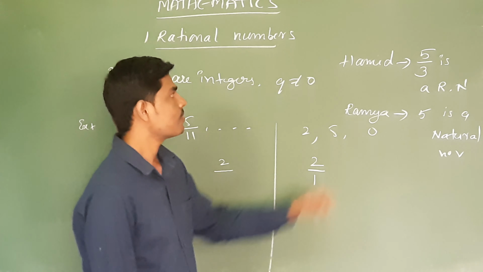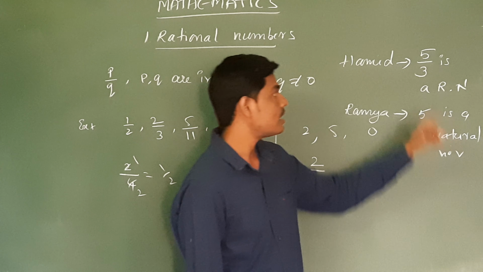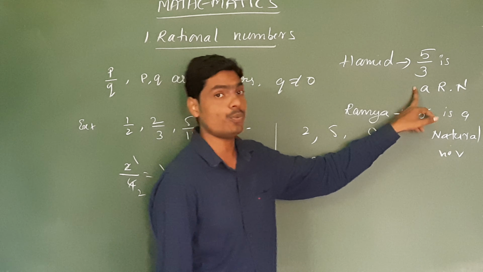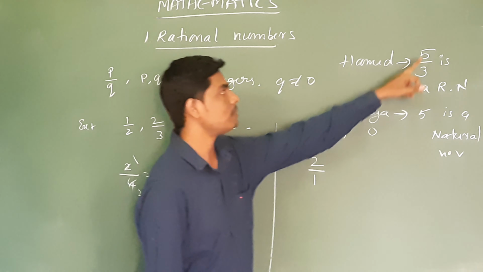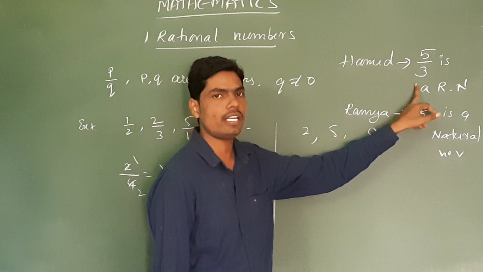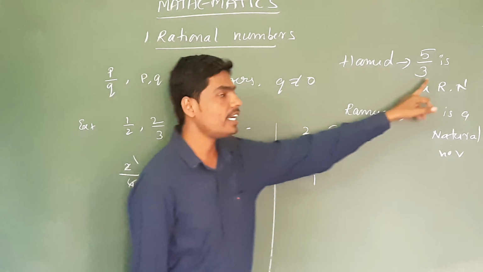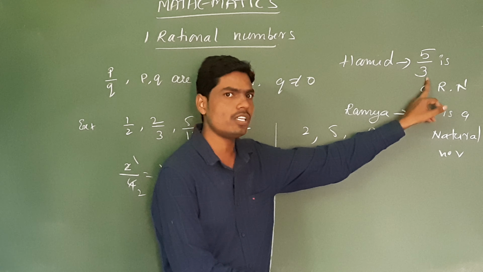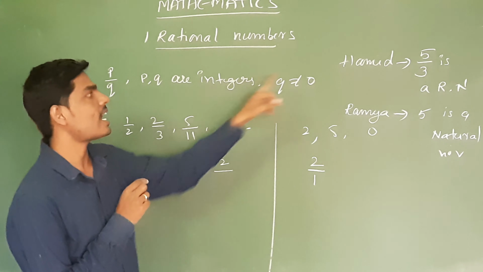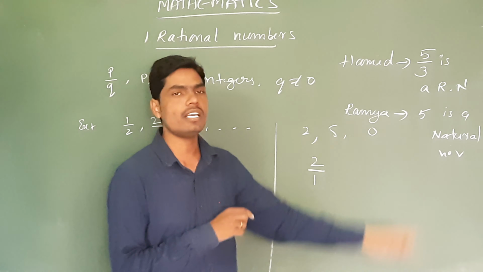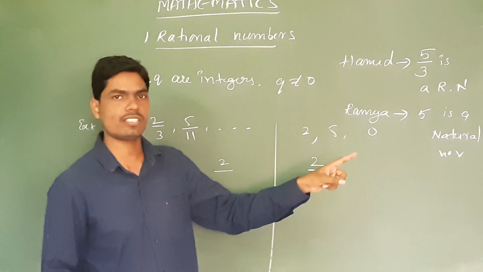Here, Hamid is saying 5 by 3 is a rational number. Yes, the number is in the form of p by q, and p comma q, that is 5 comma 3, are integers. Q is not equal to 0. Here it is 3. All the conditions are satisfied. So 5 by 3 is a rational number. That means Hamid is correct.